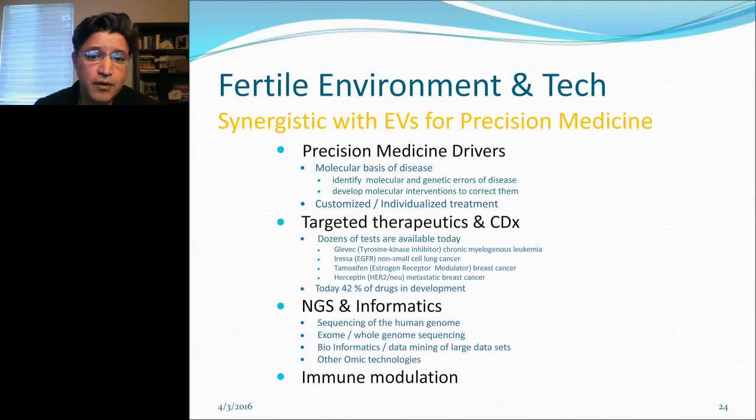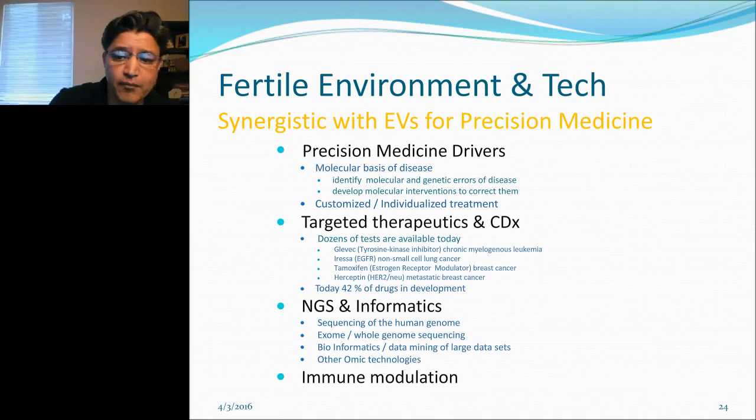Also important are developments in next generation sequencing and informatics and in other omic style technologies. Sequencing of the human genome, of course, has propelled this whole field. Nowadays, the cost of exome and whole genome sequencing has dropped quite a bit, and the throughput is higher, and the bioinformatics available and data mining capabilities are moving very quickly. And of course, other omic technologies are developing quickly too, and may catch up soon.